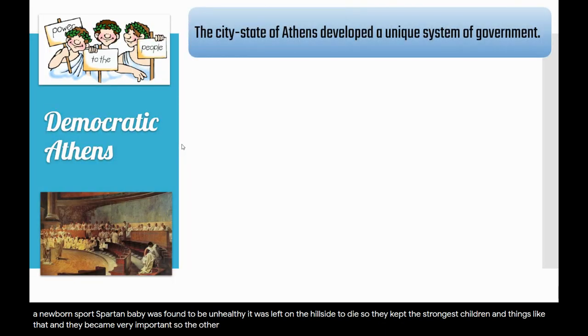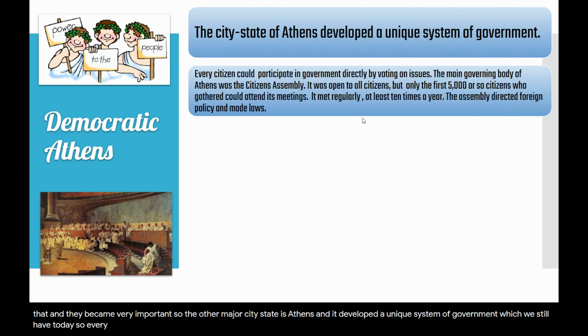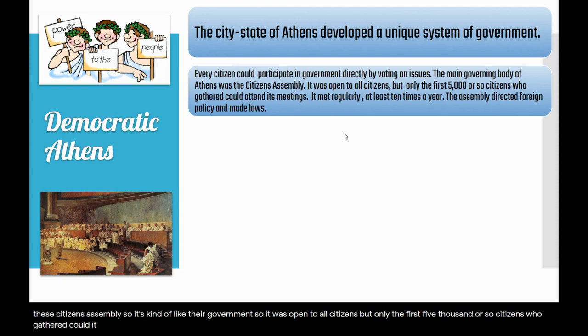So the other major city-state is Athens, and it developed a unique system of government, which we still have today. Every citizen could participate in government directly by voting on issues, and the main governing body of Athens was called the Citizens' Assembly. So it's kind of like their government. It was open to all citizens, but only the first 5,000 or so citizens who gathered could attend the meetings. It met regularly, at least 10 times a year, and the assembly directed foreign policy and made laws.